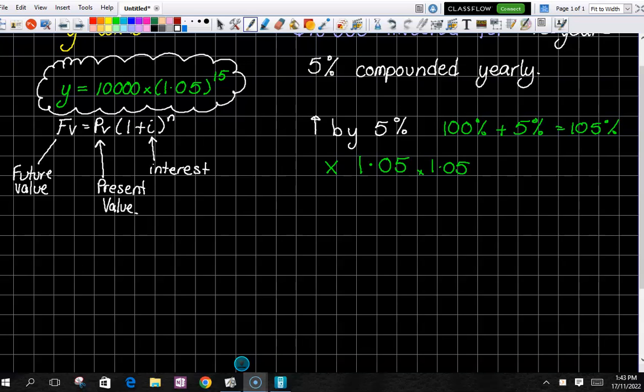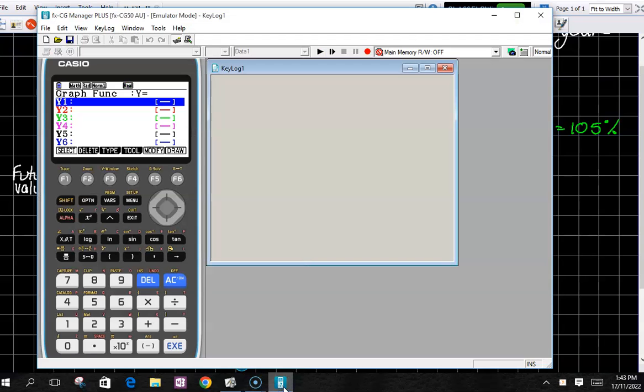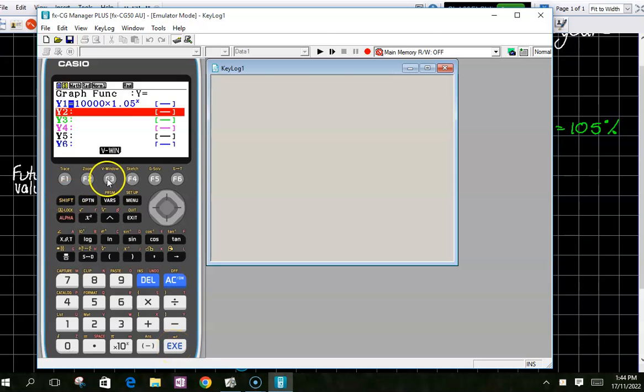Your job is to pop this into your calculator and make it appear on your screen. So we go 1,000 times 1.05 to the, remember, it doesn't matter if it's an N or a T or what have you, to the X. We press enter. If I go to View Window with my standard, I get nothing.